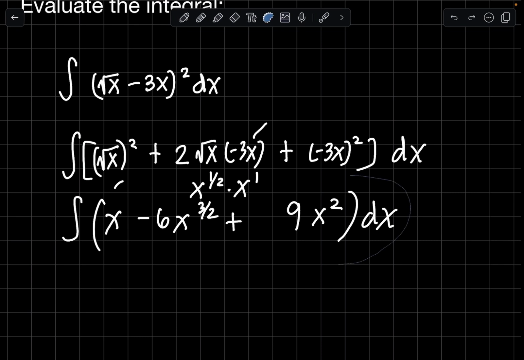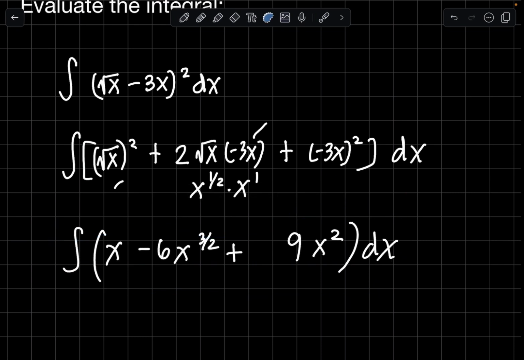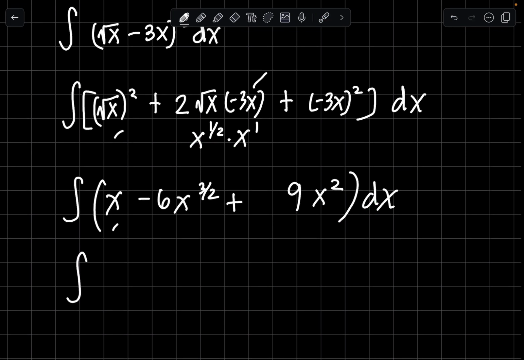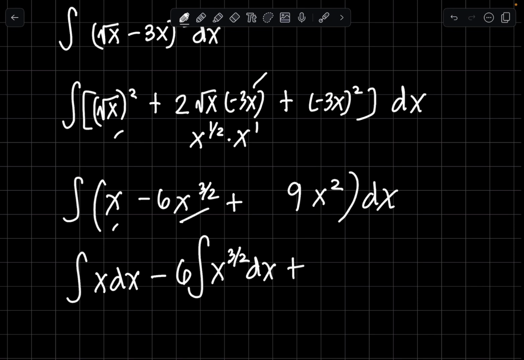Since we have 3 terms in the integral, we can distribute the integral symbol together with the dx so that we can integrate term by term. Doing that, we have the integral of x dx minus, if we have a constant, let's say this one, negative 6, you can just put it in front of the integral symbol. So we will have negative 6 integral of x raised to 3/2 dx plus, again, we have a constant 9. Just put it in front of the integral symbol. Then times the integral of x squared dx.